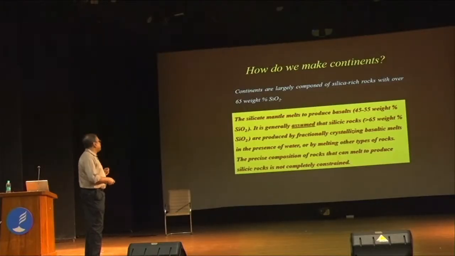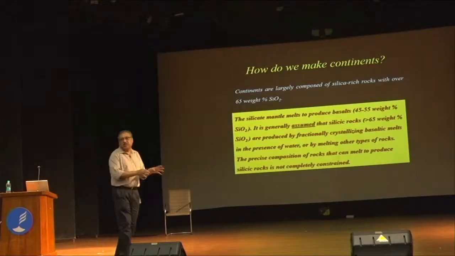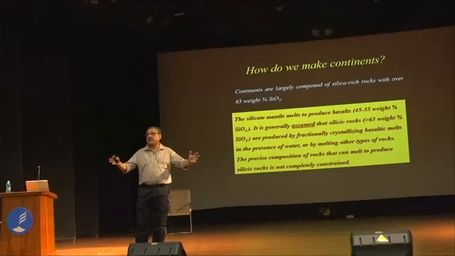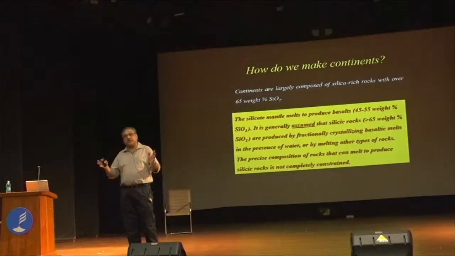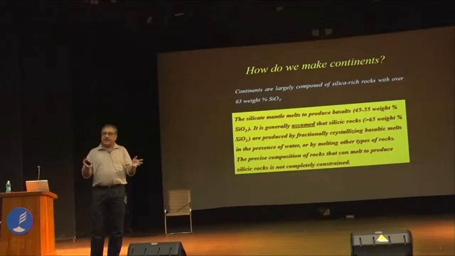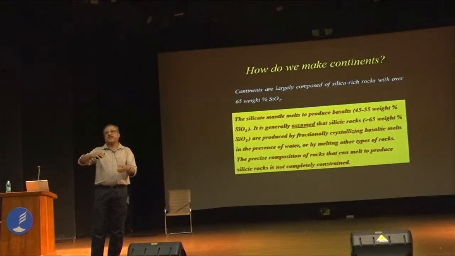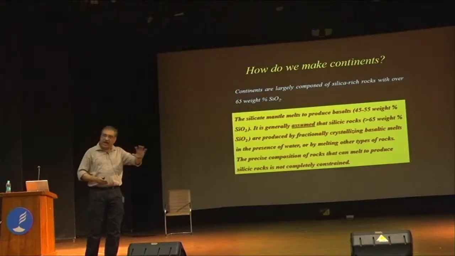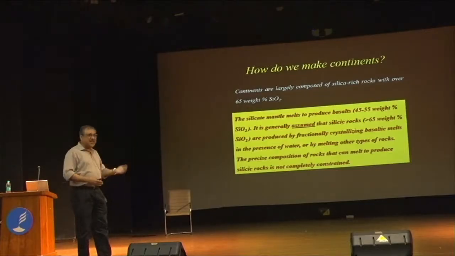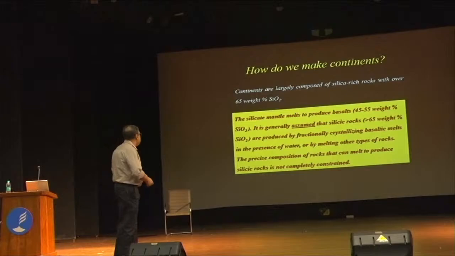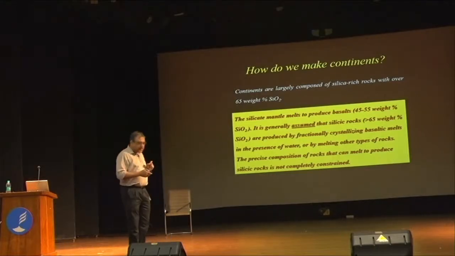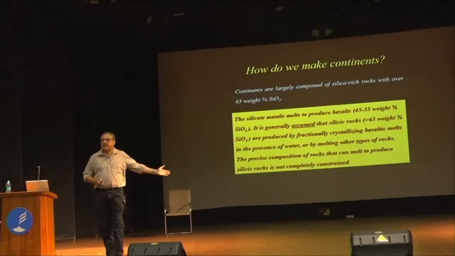Now, we normally assume that silicic rocks, which contain more than 65% silica, are produced by a process called fractional crystallization of a basaltic magma. A basalt liquid is produced by melting the mantle, and what we are doing then is crystallizing things from the basalt magma which contain less silica than the basalt. As a consequence, the composition of the magma progressively becomes more silica-rich and ultimately becomes silica-rich enough to form and stabilize a continent.